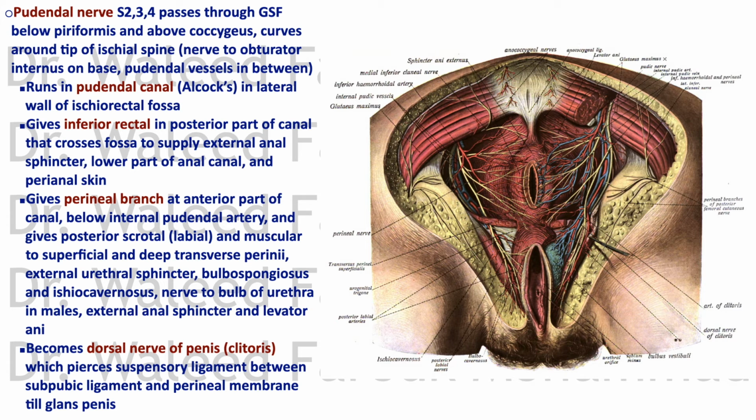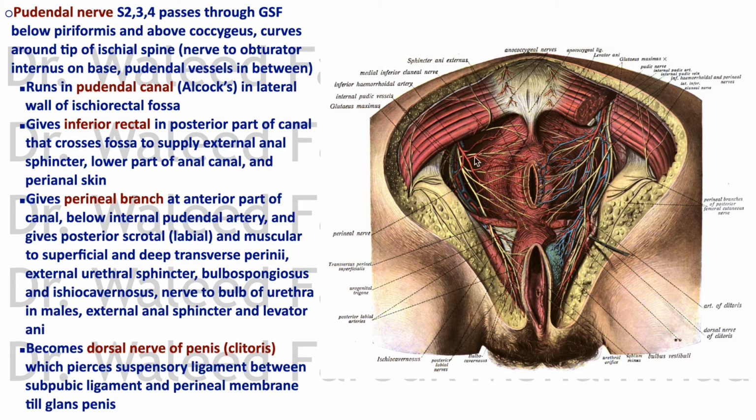The pudendal nerve, a major nerve, S2, 3, and 4, passes through the greater sciatic foramen and curves around the tip of the ischial spine to enter the lesser sciatic foramen, and finds itself in the ischiorectal fossa in the lateral wall, running in a canal formed by the obturator internus fascia, which is the pudendal canal or Alcock's canal, in the lateral wall of the ischiorectal fossa.